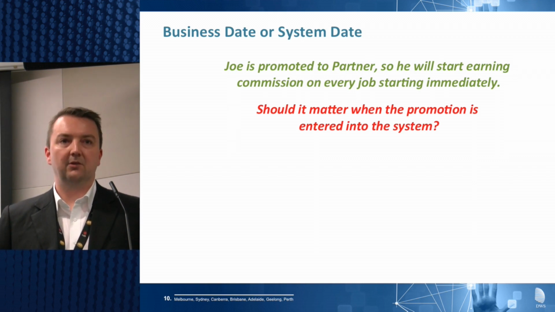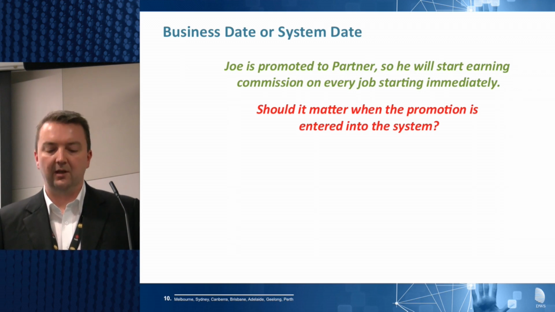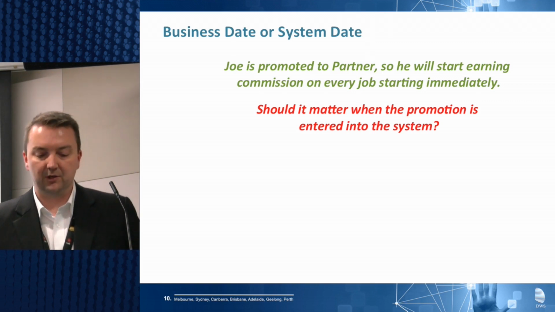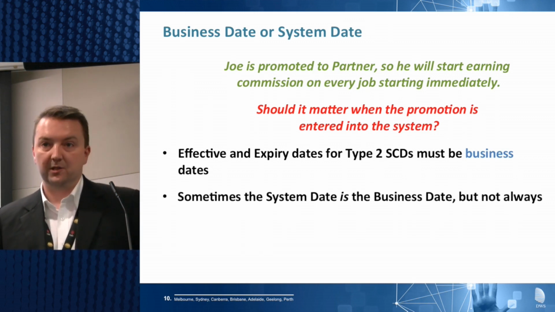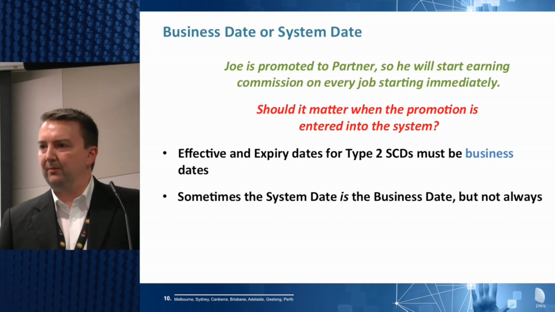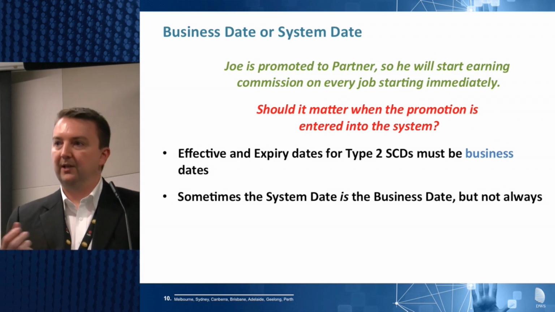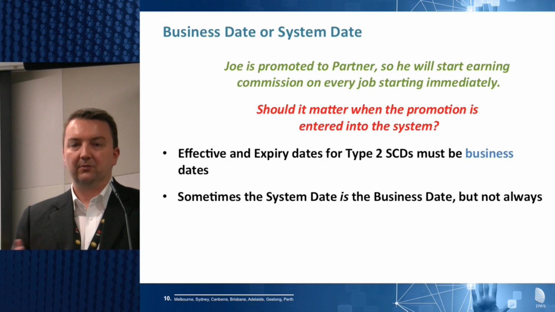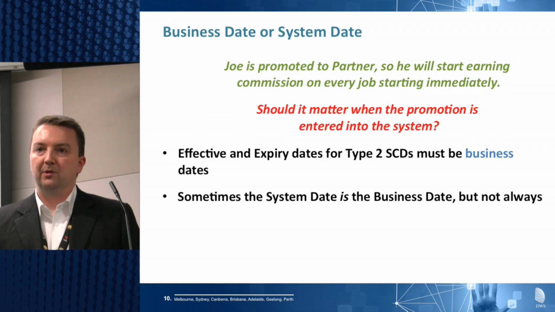Should it matter? No. So what does that mean? System dates or business dates? Business dates. Okay. We always, for type 2 slowly changing dimensions, use a business date. Sometimes the system date is the business date, particularly with e-commerce type applications where end customers are updating details directly in our database. The time at which they update it is the time at which it's effective. And it happens in a lot of cases.